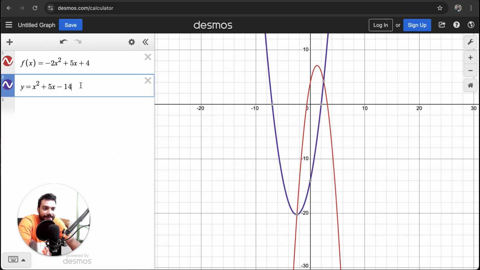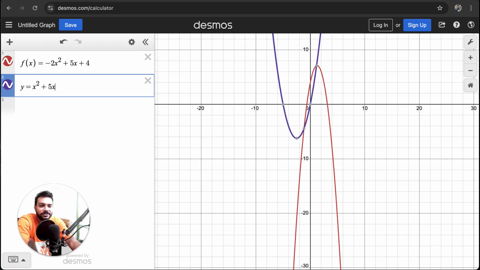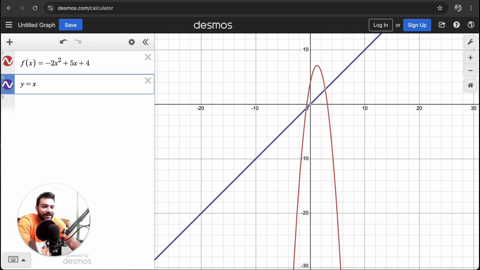Okay, so this is a quadratic with a quadratic. Now, similarly, you can choose any function. There are no limitations. Y is equal to x, as you can see, it intersects.